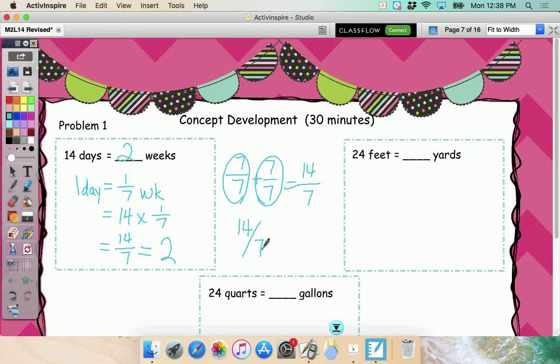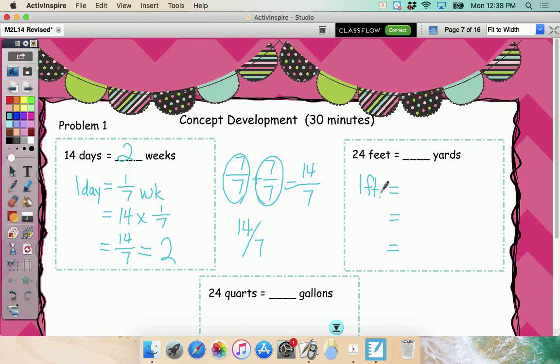Okay, so let's look at the next one. This one says 24 feet equals blank yards. Which one's larger here, feet or yards? Yards. Okay, so I'm starting with the smallest unit of measurement. That means I'm going to divide. Okay, so 1 unit, what is it? One what? Foot. 1 foot. And it's the same label, you just bring it down.